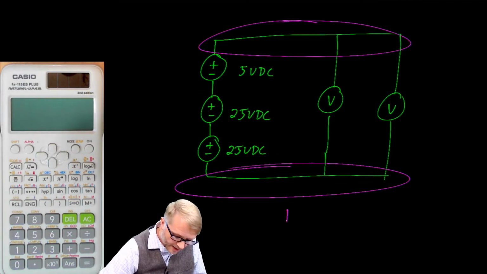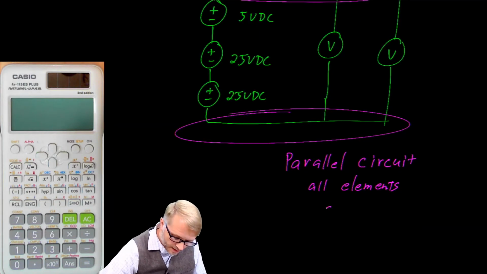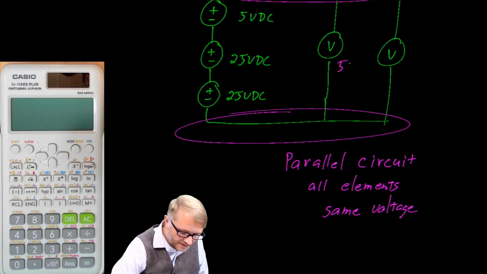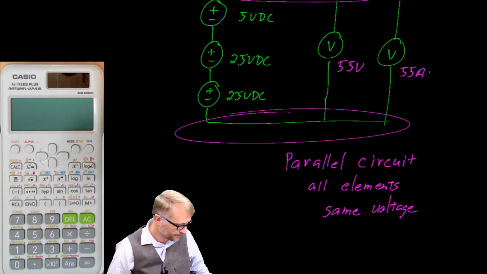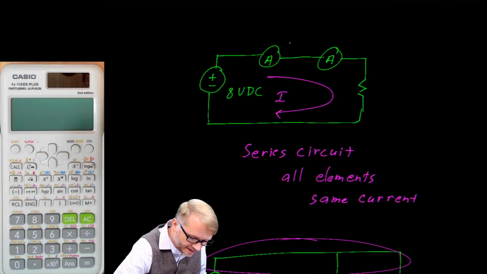We can write a rule here. In a parallel circuit, all elements have the same voltage. 55 volts here, and you also read 55 volts there. And here, everywhere you looked, you read 800 milliamps in our series circuit.